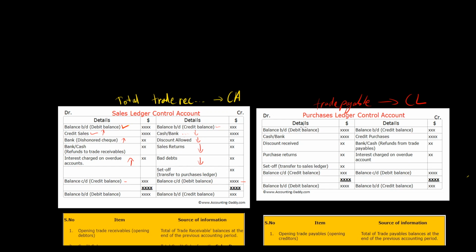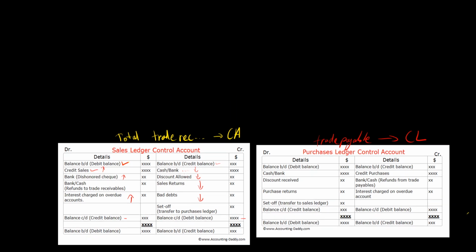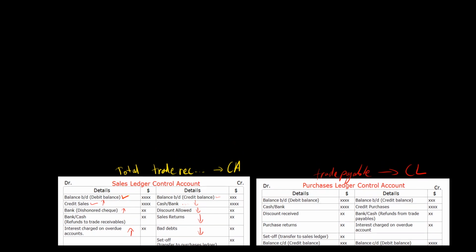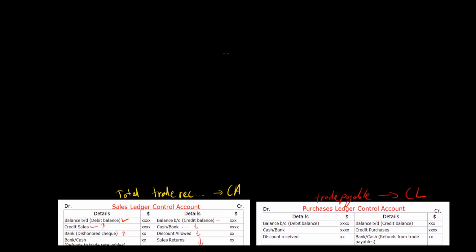Now, another extremely important concept: contra entries in ledger accounts. Okay, let me give you an example. There's a person A. We buy from this person and we also sell to this person. Let's say we sold him goods worth 500, he's our trade receivable. And we bought from him, from A, the same person, goods worth 1,000.